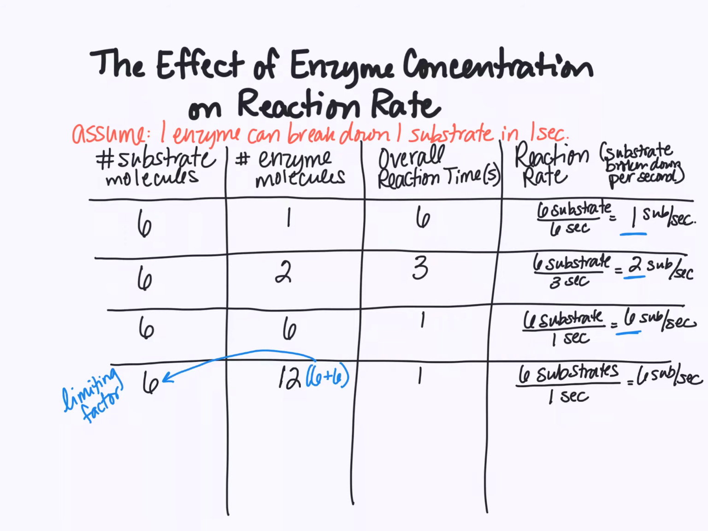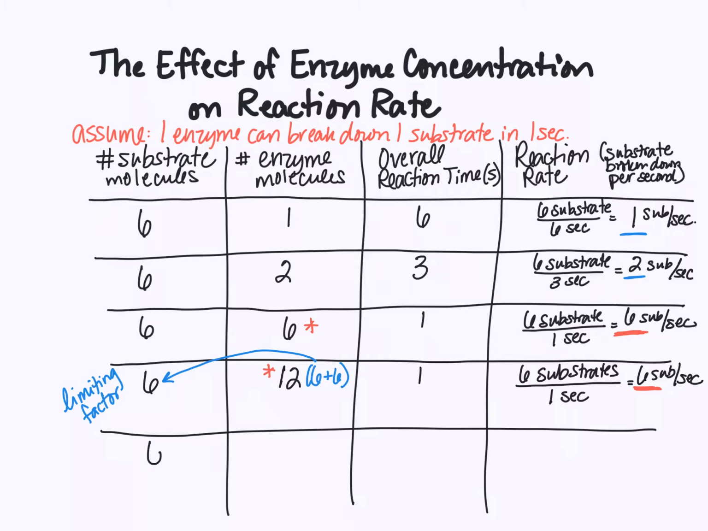So you'll notice that we have not changed from the previous example. So when we had 6 enzyme molecules, our rate was 6 substrates per second being broken down. Now that we have 12 enzyme molecules, we're still at 6 substrate molecules per second being broken down. So in the first 3 examples, our reaction rate increased, but we got to a point where the substrate molecules became a limiting factor and that reaction rate leveled off. We could go one step further.